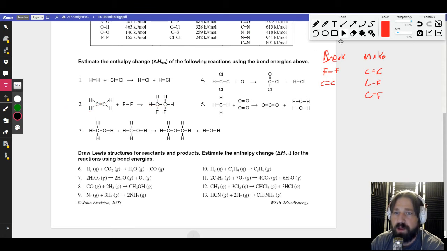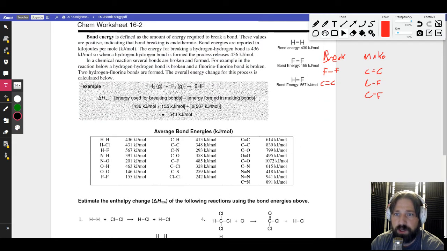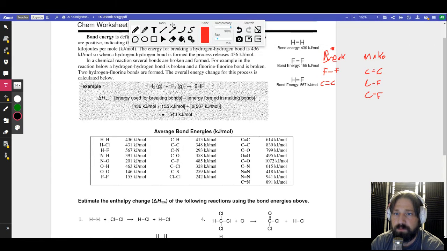So then I'm going to head up to my little chart here. I'm breaking these, so these are all going to be positive numbers because I'm going to have to put energy into it to pull these apart. And these are going to make, which means magnets are going to slam together and make a clack. So these are going to be not positive, they're going to be negative. So these are positive. These are all going to be negative.